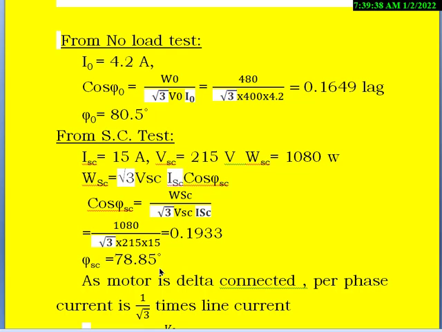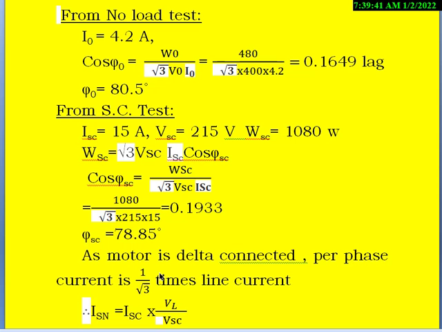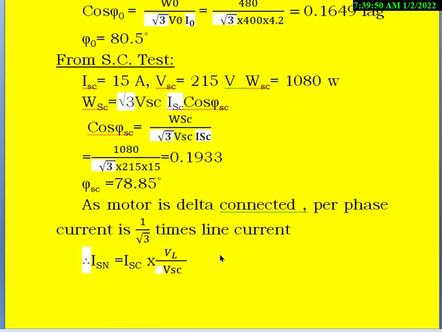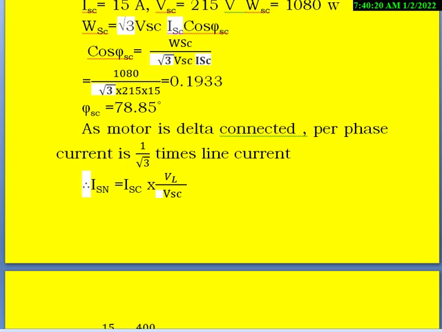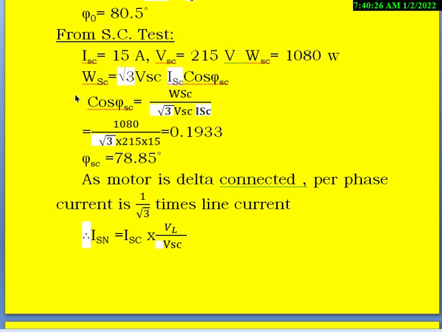equal to 78.85 degrees. As the motor is delta connected, per phase current is 1 by root 3 times line current. So we have to calculate per phase current. This ISC which is given is nothing but line current, that we have to convert into phase current, and that phase current we have to calculate for normal voltage application under blocked rotor condition, that we represent with ISN like this.